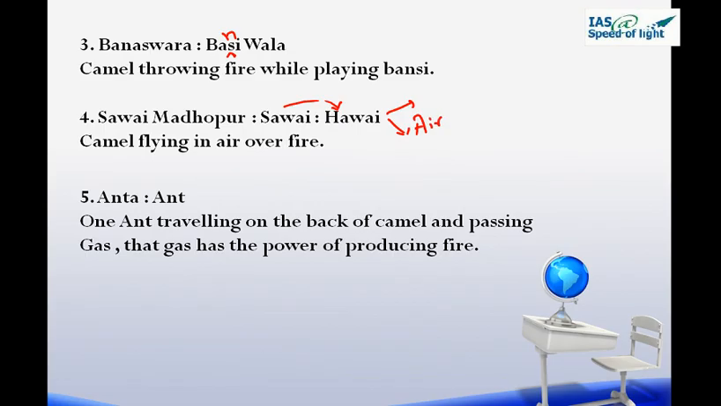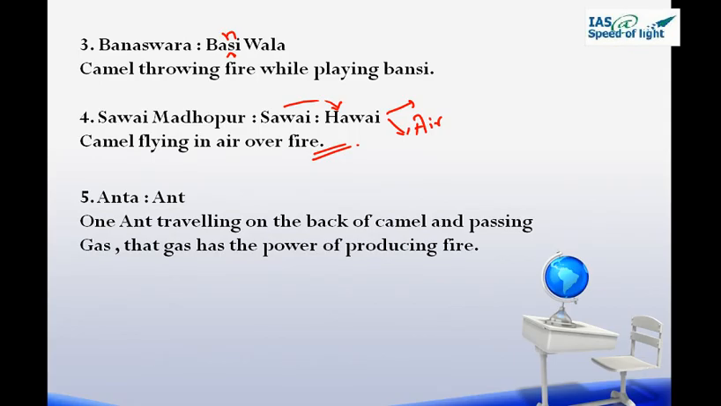So, a camel flying in air over fire. There is one drama going on in which the camel is flying in the air over fire. There is fire all around on the floor, and that camel is flying over that fire in the air. So Hawaii becomes air, or we are relating Hawaii with camel and with fire.